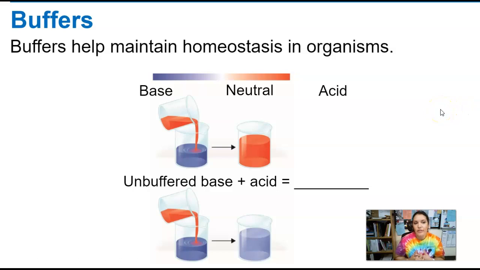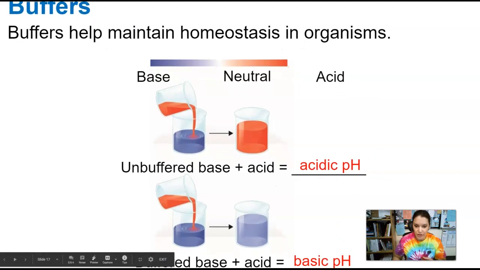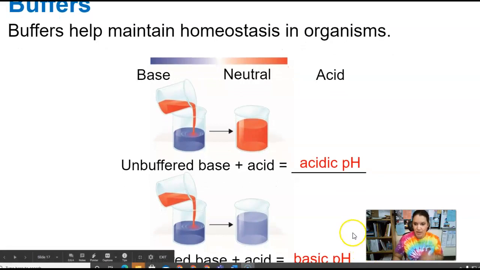Okay. Buffers help to maintain homeostasis in organisms. All right, so what we want is the buffer to be creating a neutral balance. A lot of times I used to use buffers in my saltwater fish tank at home so that I could maintain the pH level properly, and then that's also related to alkalinity, but that's an environmental science topic. Okay, so the unbuffered base plus acid means that it's going to yield an acidic pH. And the buffered base and an acid, can you see that down there, means that it will yield a basic pH.